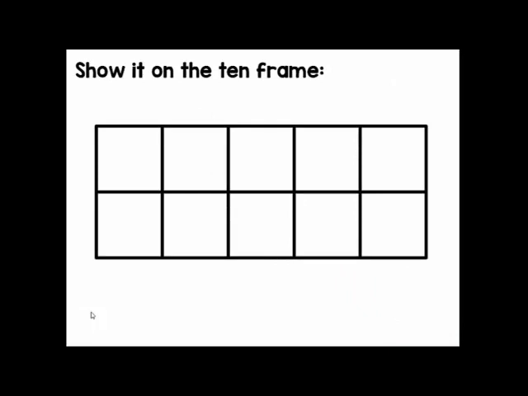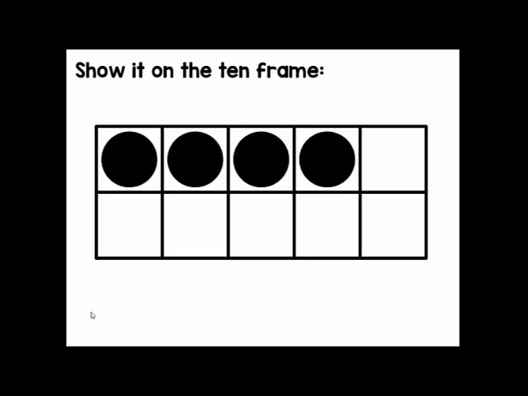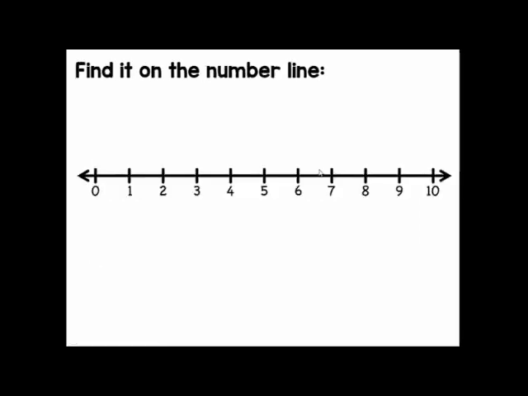How do we show number 4 on the tens frame? How many counters do we need to put? 4. 1, 2, 3, 4. There are 4 counters on the tens frame. Can you see number 4 on the number line? 0, 1, 2, 3, 4. Number 4.